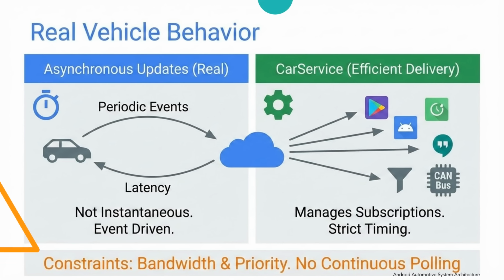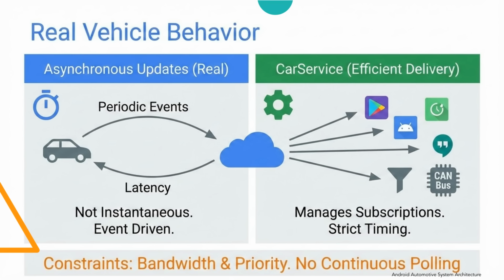In real vehicles, data flow is not instantaneous. It is asynchronous and event-driven. Vehicle properties, such as speed or engine state, are updated periodically, and applications subscribe to these updates. Car service manages these subscriptions and ensures efficient delivery.